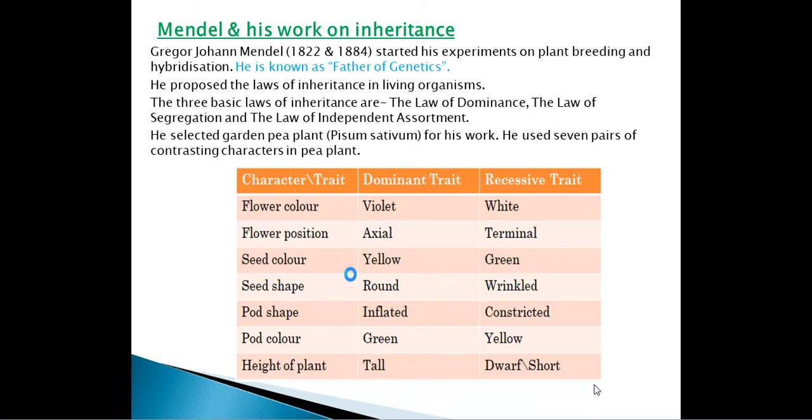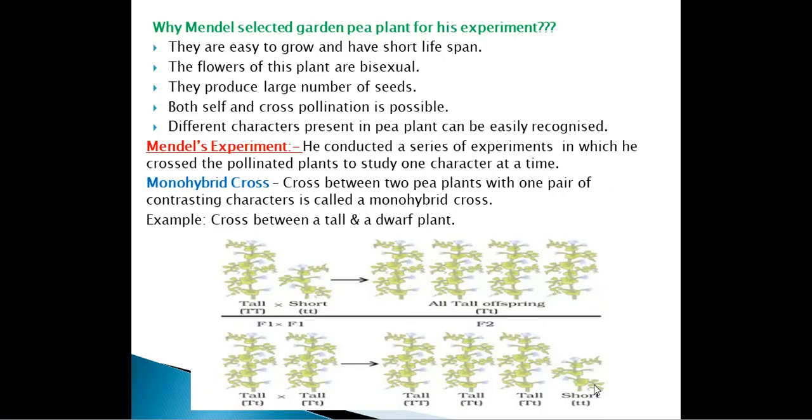Next, we have read about Mendel and his work on inheritance. Mendel is also called the father of genetics. He selected the pea plant for carrying out his experiment, and the scientific name of the pea plant is Pisum sativum. Because of some characters, Mendel selected the garden pea plant. Why? Because pea plants can grow easily, the flowers are bisexual, they produce large numbers of seeds, and most important, pea plants have 7 pairs of contrasting characters.